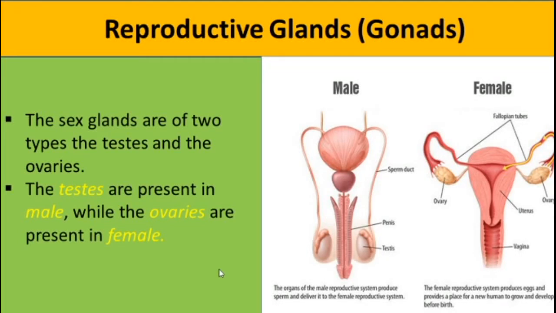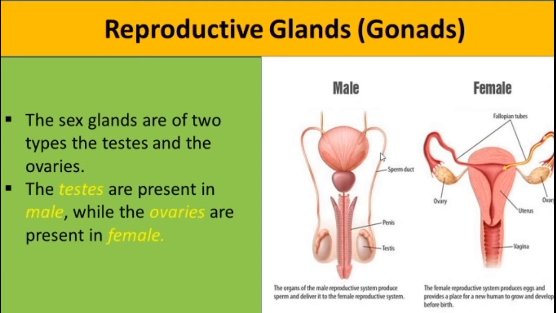Dear students, in this video we are going to discuss and learn about reproductive glands. The reproductive glands are sex glands. The reproductive gland is one of the endocrine glands. The endocrine glands are of two types: one is the testis, another one is the ovaries.